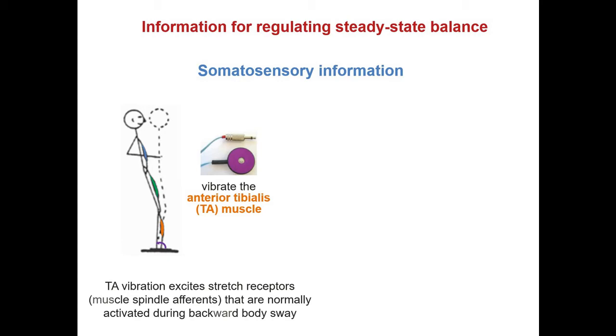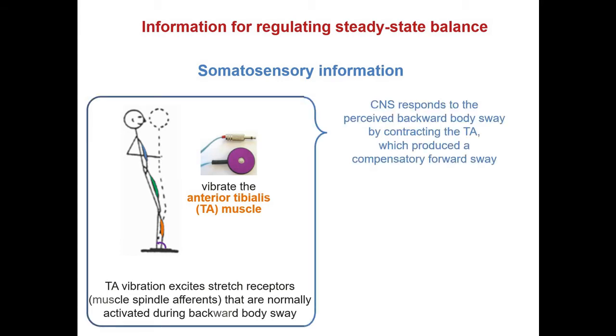When we do this with the tibialis anterior, we're creating an afferent signal that would normally occur when the body is swaying backwards. The consequence of this kind of stimulation is that the central nervous system will respond to the perceived backwards body sway, perceived by the somatosensory system, by contracting the tibialis anterior. This compensation produces a forward sway.